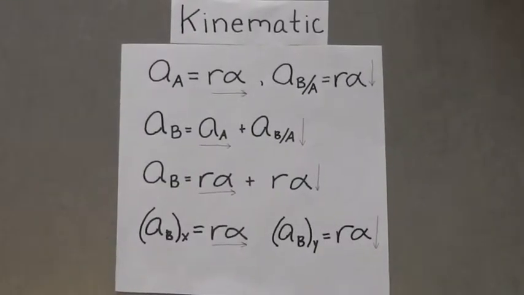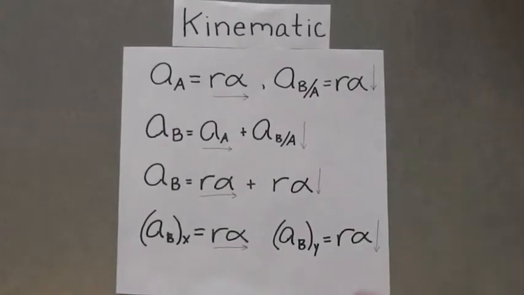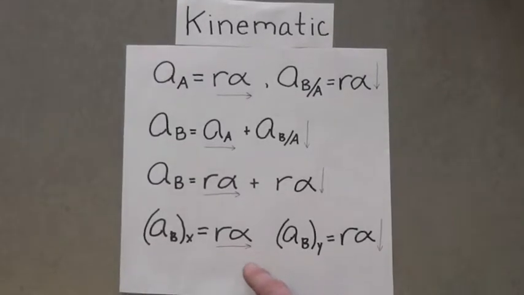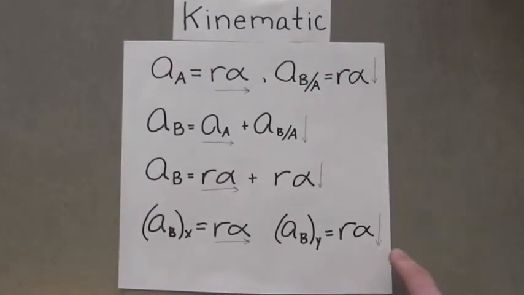Given the free body diagram, we can use kinematics and figure out the acceleration of B in the x direction is equal to radius times the angular acceleration, and the same for acceleration of B in the y direction.